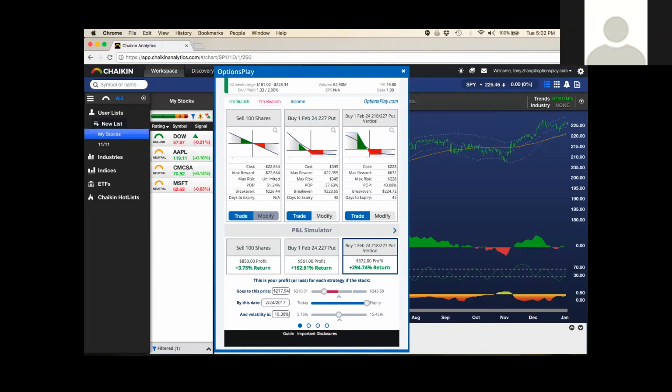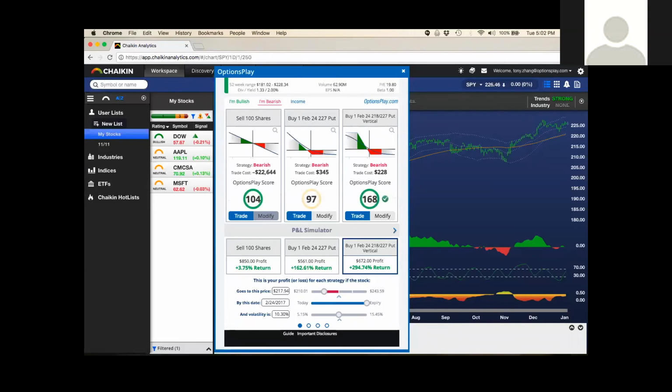However, we found that these numbers are actually quite difficult to compare because buying a put gives you a max reward of $22,000 if the stock goes down to 0 in the next 45 days, which is quite unlikely to happen. So how do you compare that with a strategy that only gives you a max reward of $672?